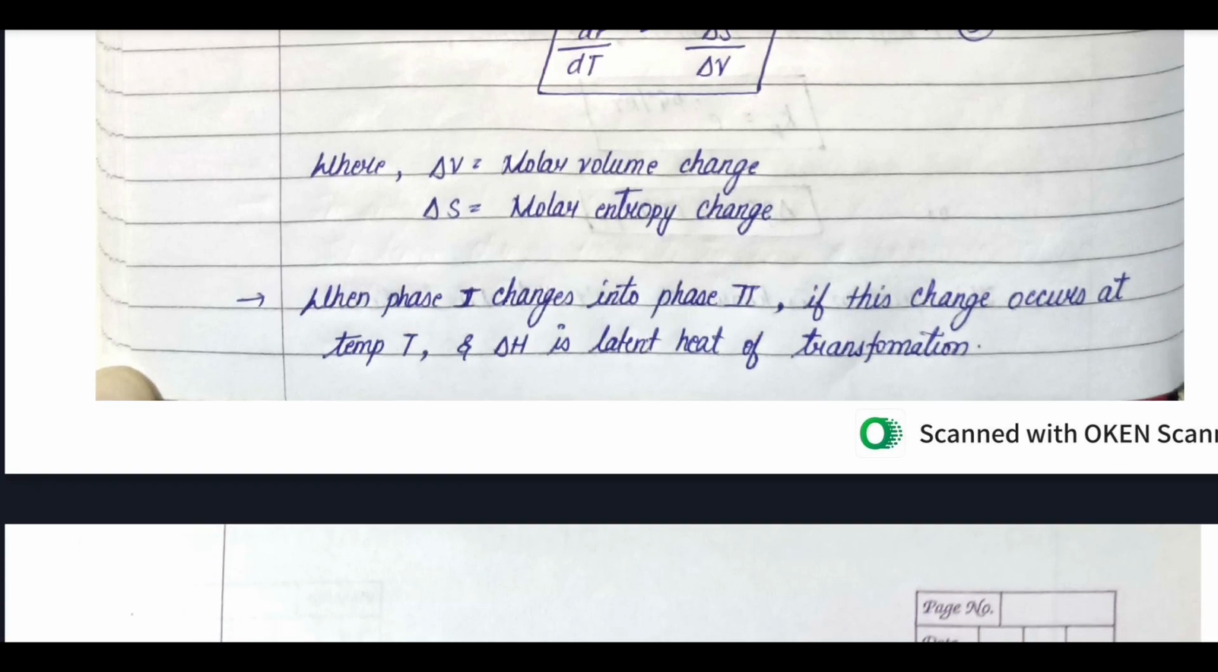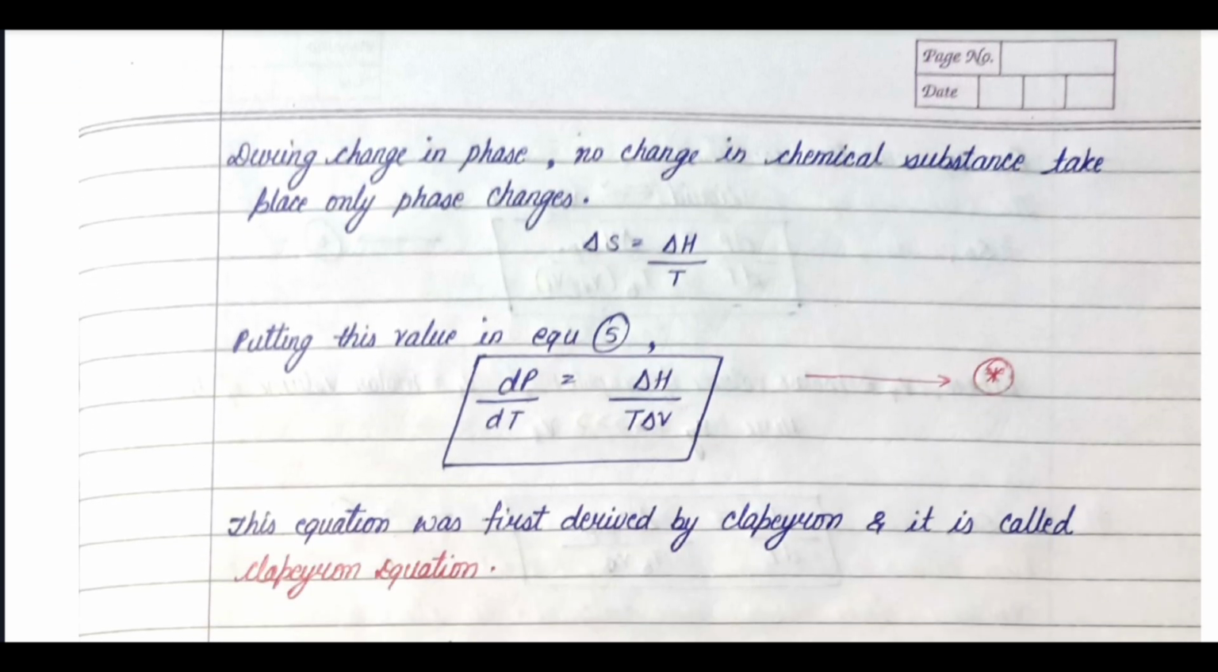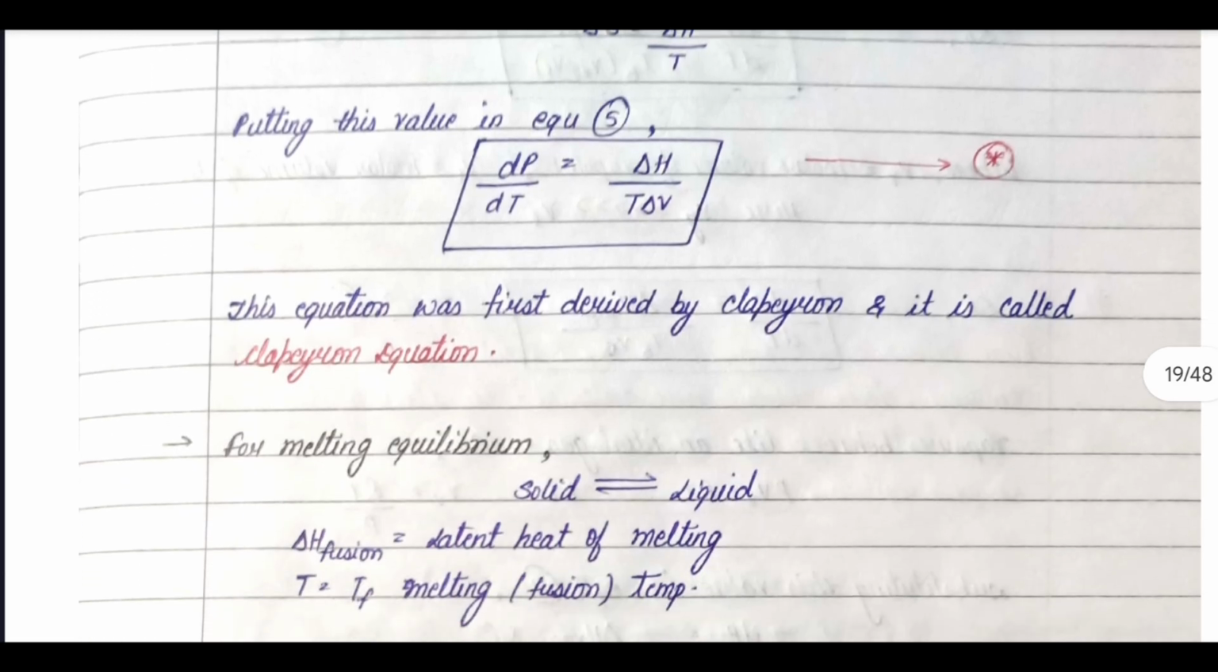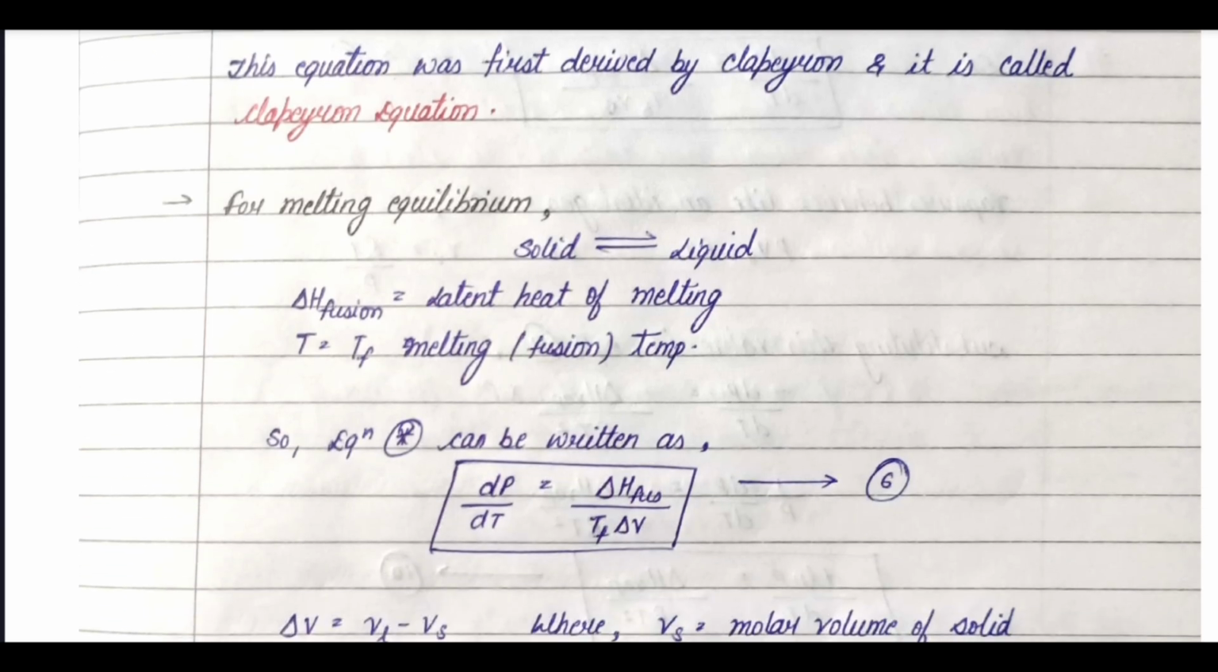When phase 1 changes into phase 2, if this change occurs at temperature T and delta H is the latent heat of transformation. During change in phase, no change in chemical substance takes place, only the phase changes. So delta S is equal to delta H by T. Putting this value in equation 5, dP by dT equal to delta H by T delta V, equation star. This equation was first derived by Clapeyron and it is called the Clapeyron equation.